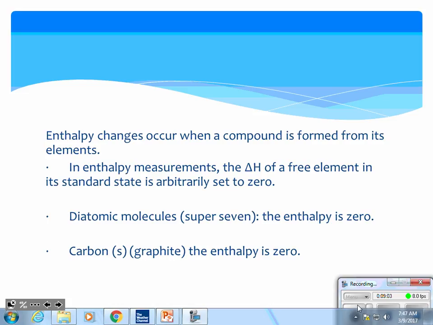What is the enthalpy of aluminum chloride as a solid? Negative 705.6.